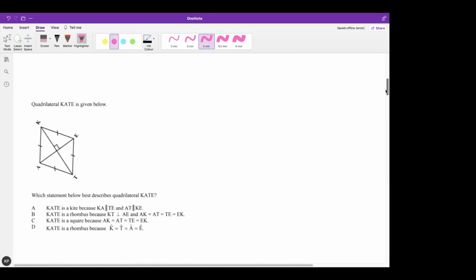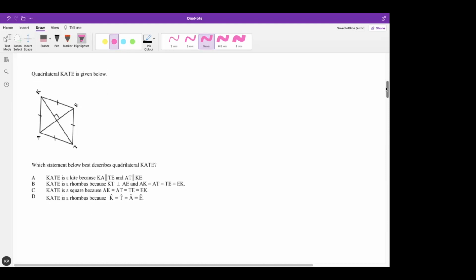quadrilateral KATE is given below. Which statement correctly, most accurately describes this quadrilateral? Okay, let's see what we have. What do you guys think? What shape or which quadrilateral would you say KATE is? And give me a reason. What do you guys think?